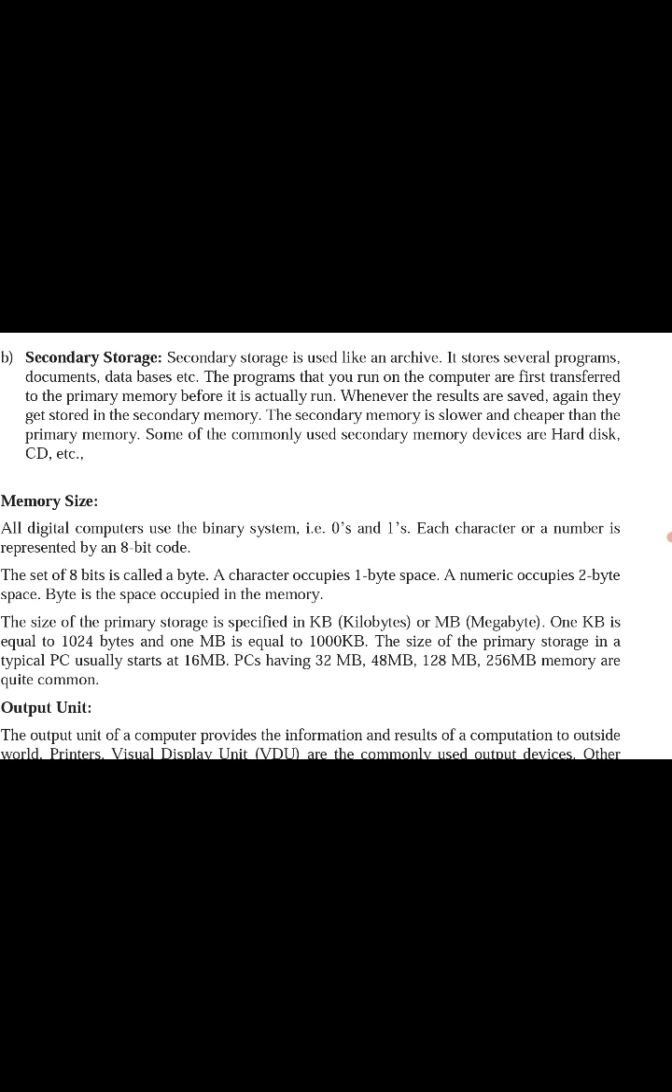Whenever we start a program or run a program, first of all these programs are moved into primary memory and they are executed or run. After that, if there are any results or outputs, then again the results and outputs are transferred to the secondary memories. So these are the slower memories, low cost memories. Examples are hard disk, CDs, like that.